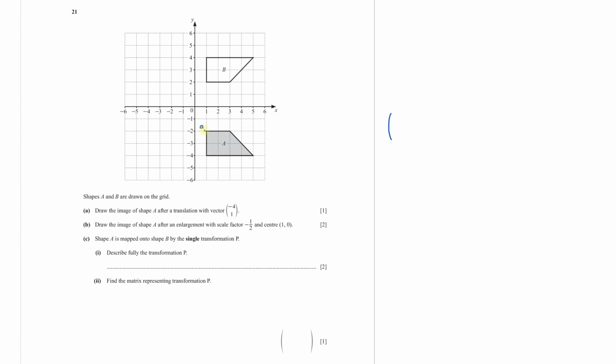So let me actually mark A, B, C, D. So if A is (1, -2), and you add the translation vector, which is (-4, 1), what do you get? So this is A, and you will get A dash, which is the image of A after the translation. So 1 minus 4 will be -3, and -2 plus 1 will be -1. So this A will move to (-3, -1). So 4 points to the left and 1 above.